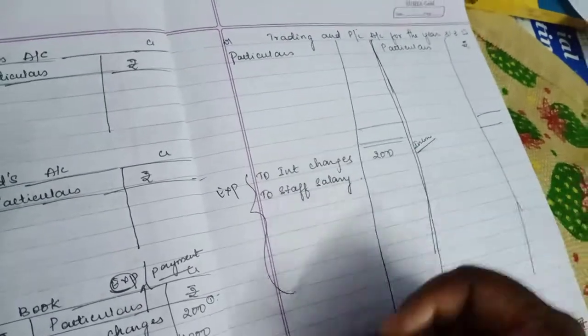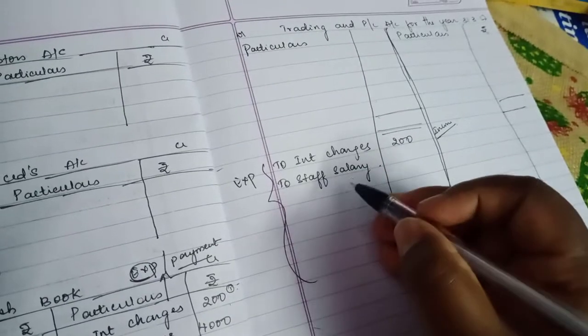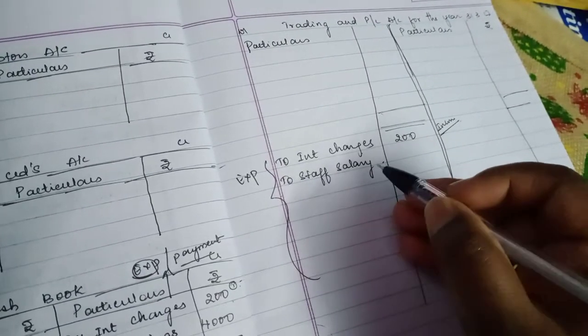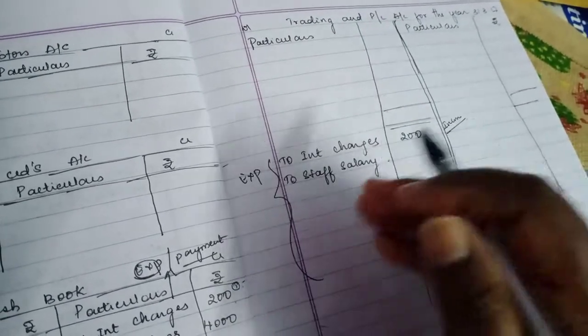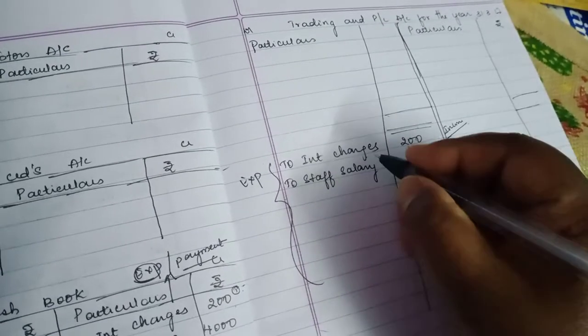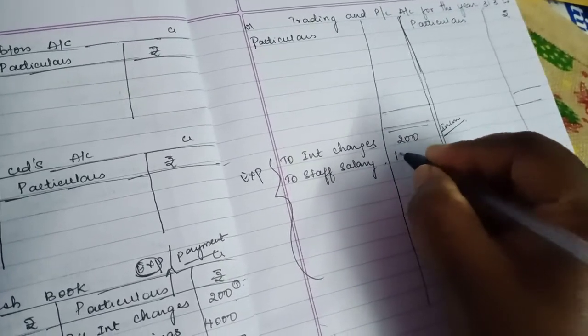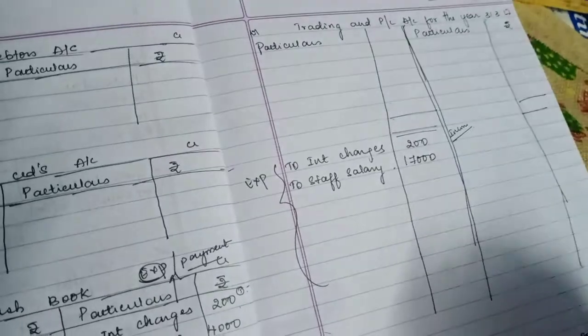Why am I writing in the P&L account? Because salary is an expense. Daily or monthly, it's a monthly expense, so I am writing it in the P&L account. So staff salary, the amount is 17,000.